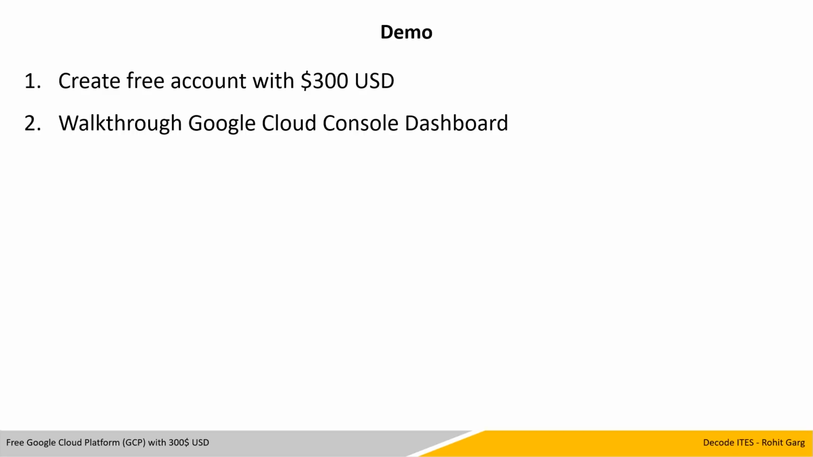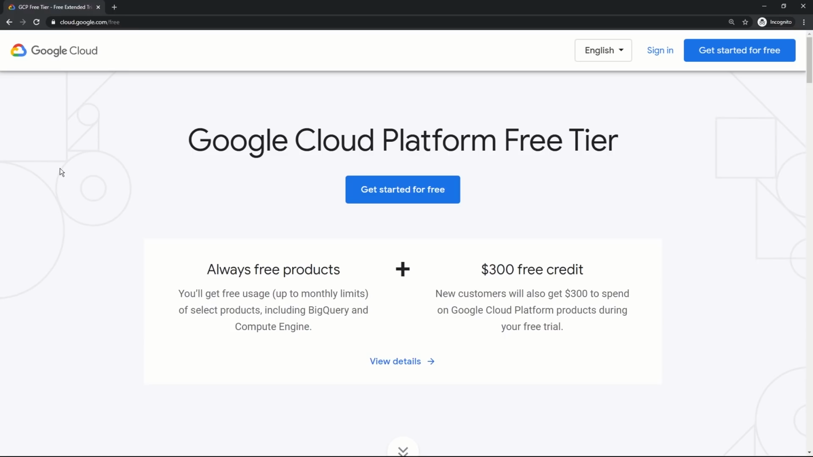So let's start the demo. In this demo, we will do two steps. We will create a free account with $300 USD in Google Cloud Platform, and we will walk through the Google Cloud Console dashboard. Let's start the demo for creating a free tier Google Cloud Platform account. We will take you through the steps and walk through the dashboard.